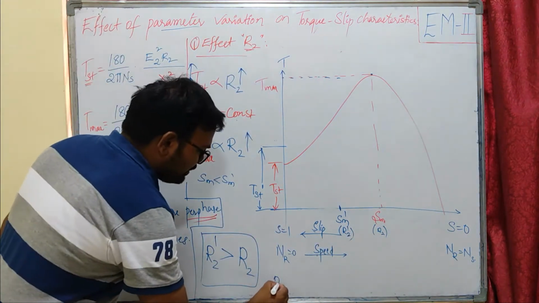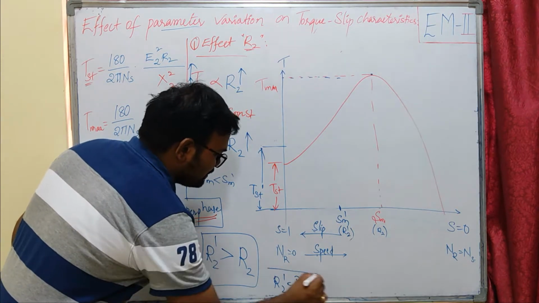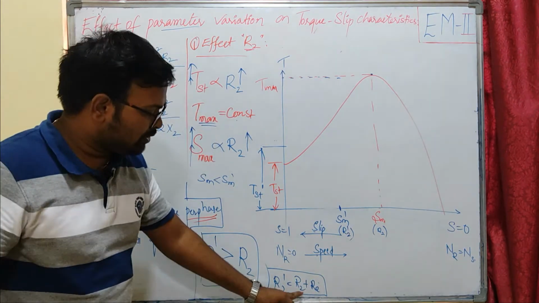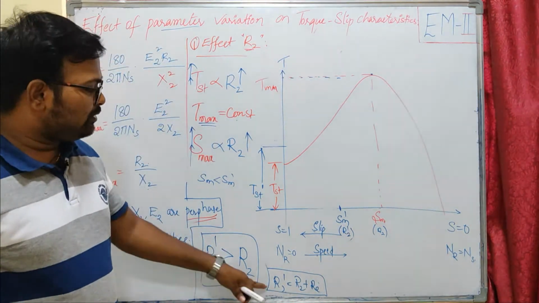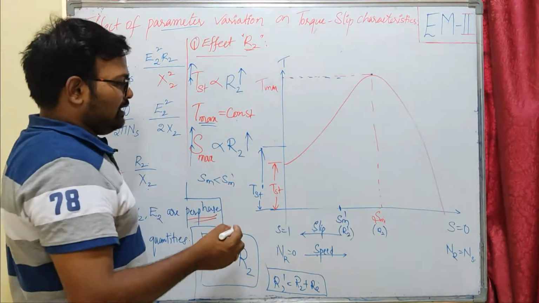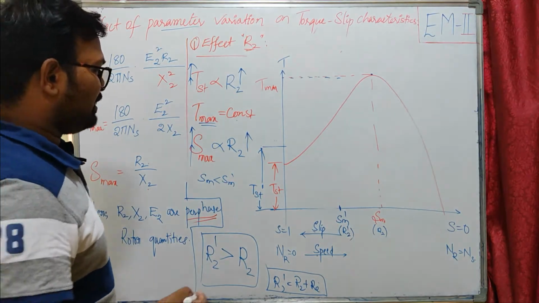R2 dash is nothing but our R2 plus some external resistance, some additional resistance. Okay, this is nothing but our Re. If I add Re to R2, it becomes R2 dash. Because of R2 dash, our starting torque changed. Our slip at maximum torque is also changed. That means, let us see how our torque slip characteristics are behaving.